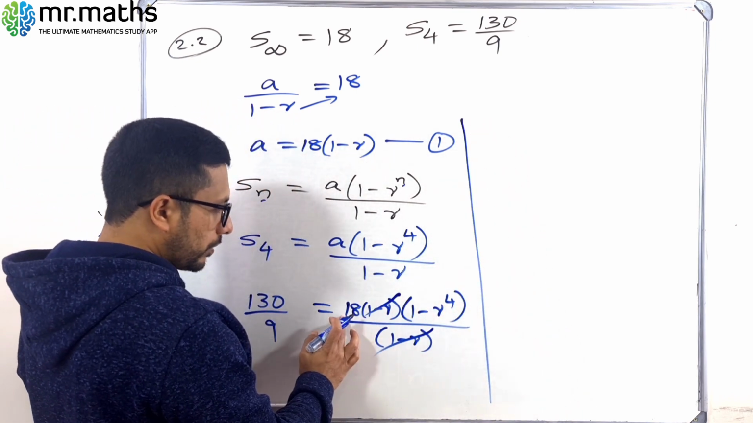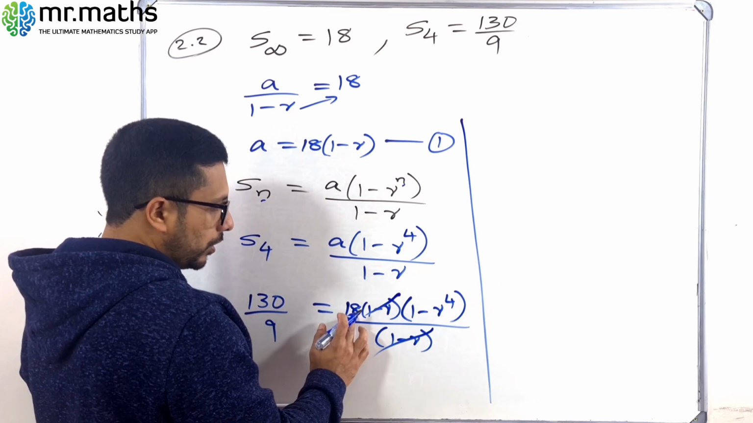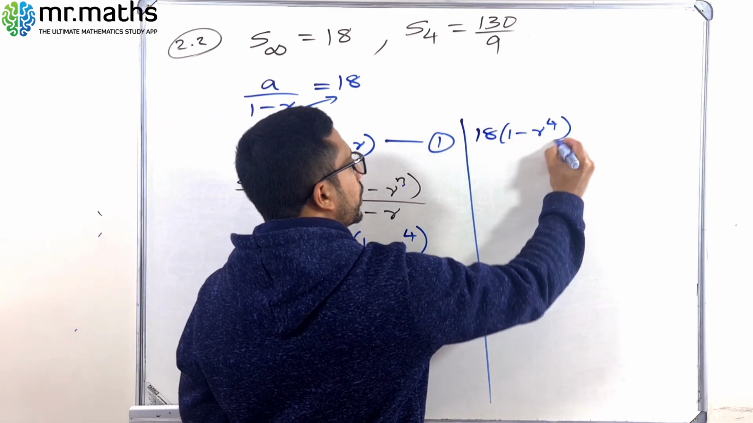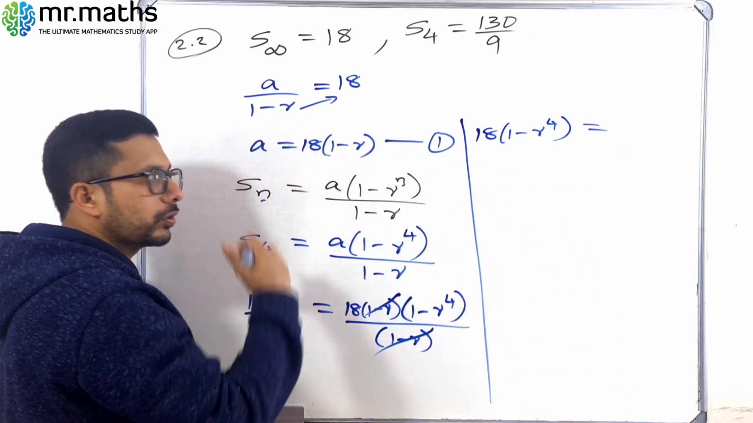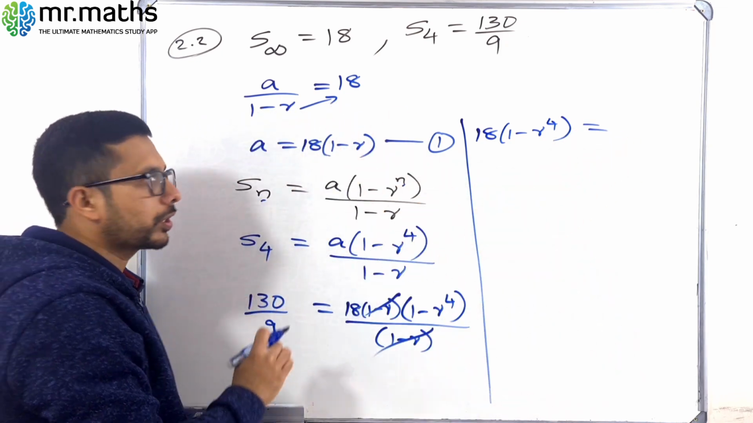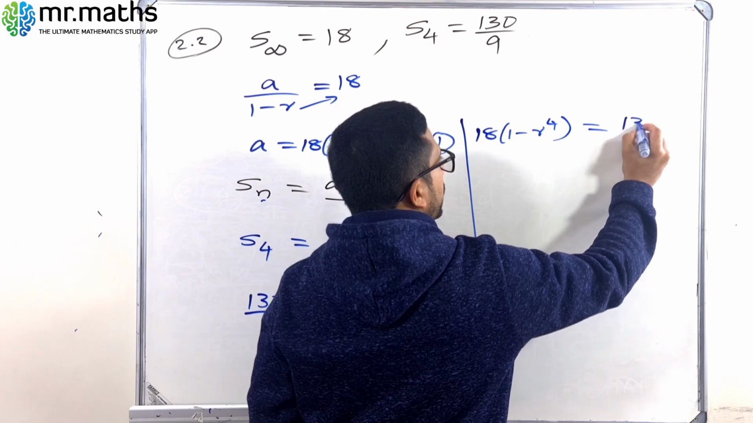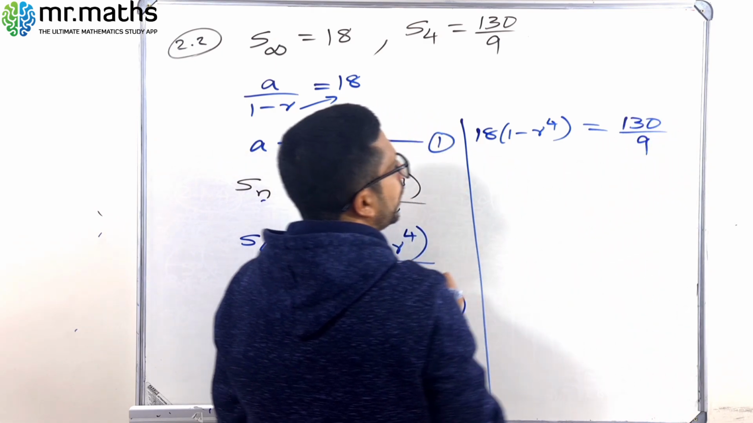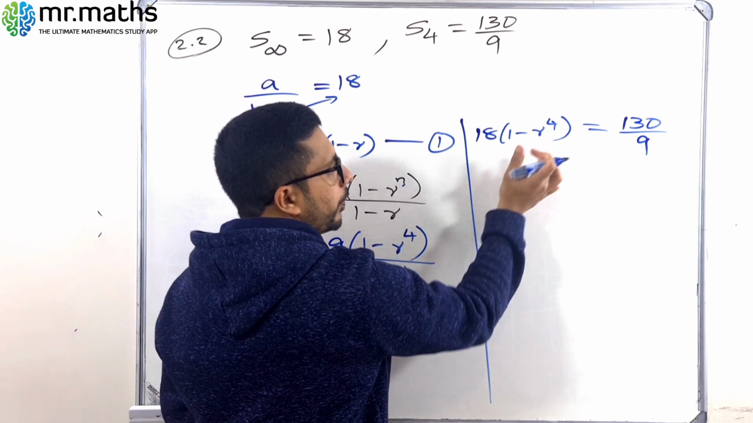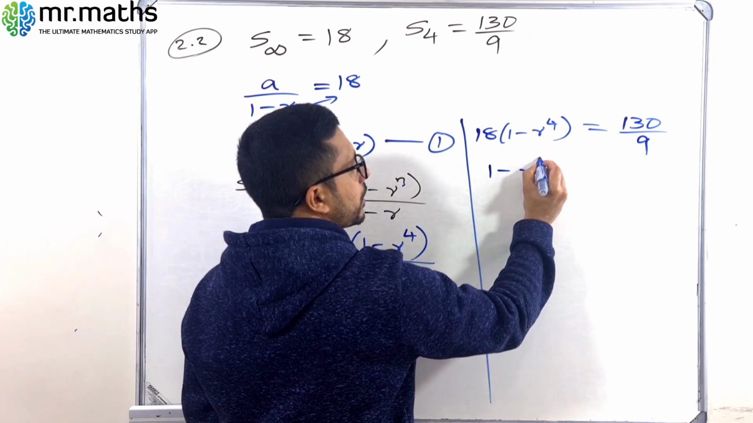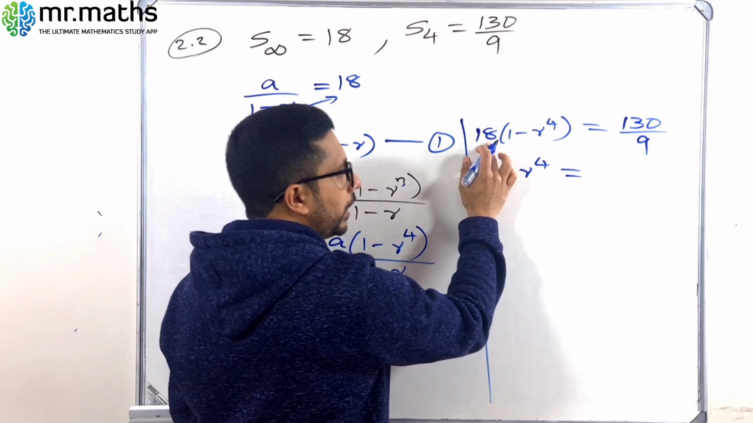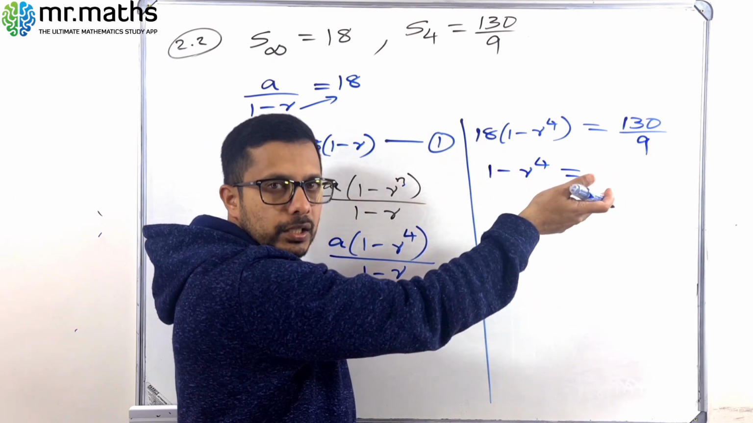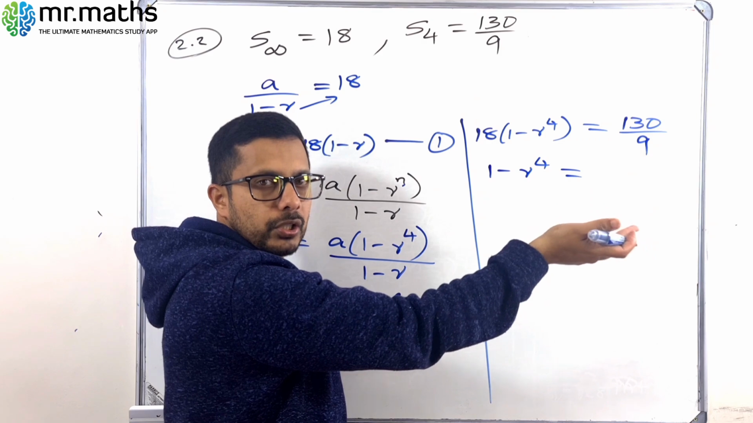130 divided by 9. Let me write this one on the left side. So 18 into 1 minus R raised to 4 is equal to, let me write this one on the right side. I just swap it around. So it is 130 divided by 9. So from here what is 1 minus R raised to 4? Here 18 is multiplication. So if I take this 18 to the other side, it is division. Multiplication here, division on the other side.